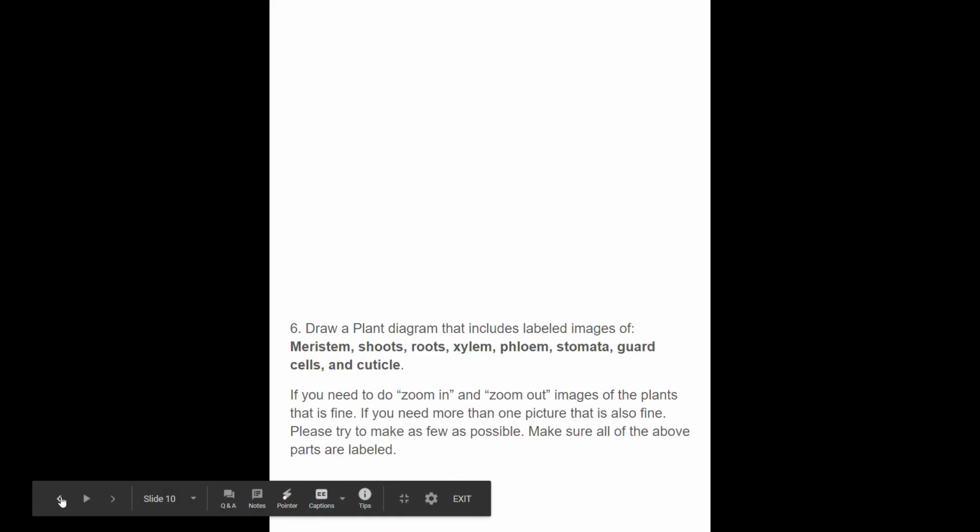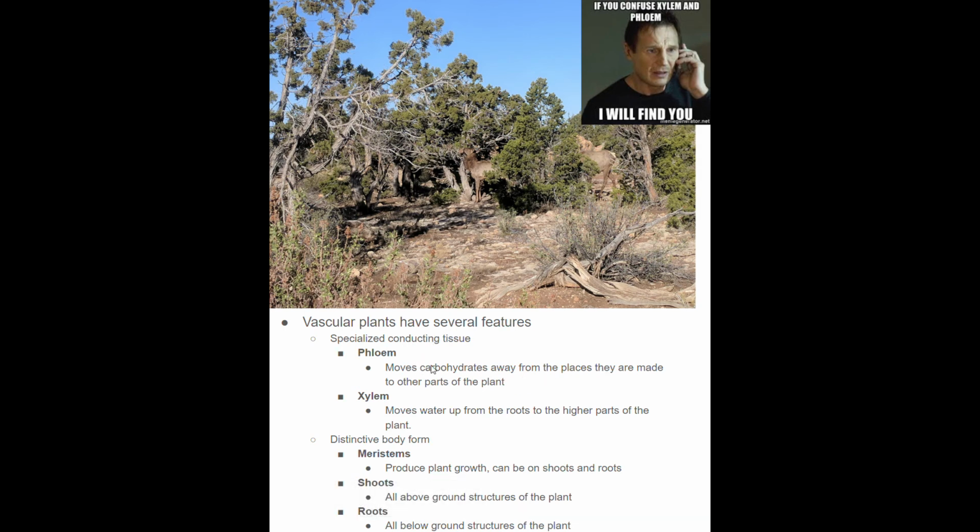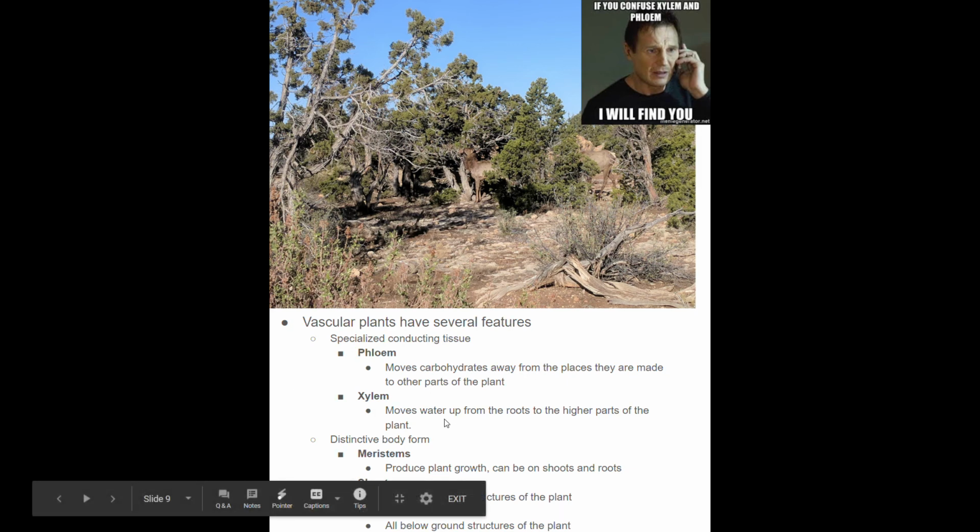All right, back to where we were. So that's xylem. That moves water up from the roots to higher parts of the plant. Phloem moves carbohydrates away from places they're made. The way I was taught to remember this is phloem flows down, right? Phloem takes all of these sugars, all of these carbohydrates, and takes them down to roots, down to the parts of the plant that need it. Xylem goes up, okay? Xylem takes water up.